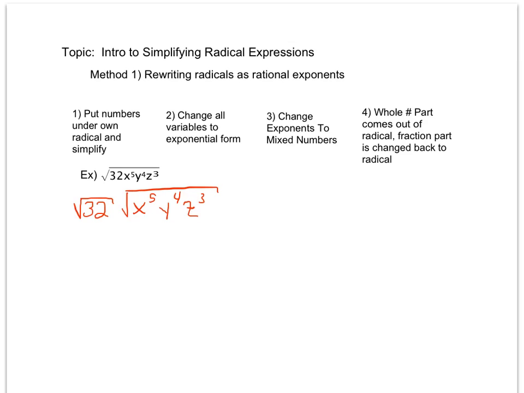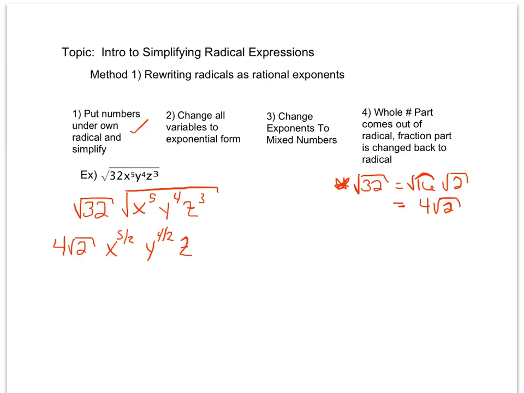I know the square root of 32. I'm going to do a little side work because I want to make sure I have all my room for this example. I know that the square root of 32 is the same thing as the square root of 16 times the square root of 2, which is 4 square root of 2. That is step 1. Now I'm supposed to change all my variables to exponential form. Well, I see this as a square root, which means index of 2, so I'm going to change this to be x to the 5 over 2, y to the 4 over 2, z to the 3 over 2. Okay, step 2 is done.